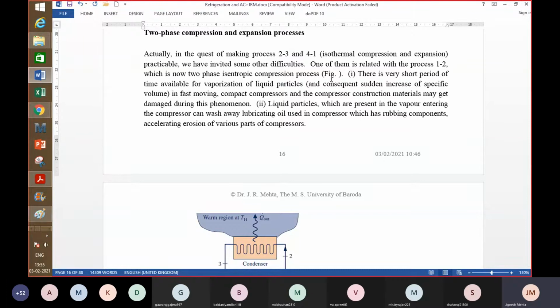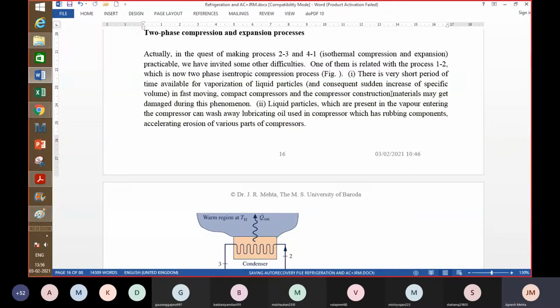And again, in fast moving machines, there is very little time available for vaporization of liquid particles and the consequent sudden increase in specific volume in that fast moving compact compressor. So there are all chances that the compressor construction material or components will get damaged during this phenomenon. And the second thing is, most of the time in a compressor or any moving device, we need some kind of lubrication, which is there in almost all refrigeration systems.